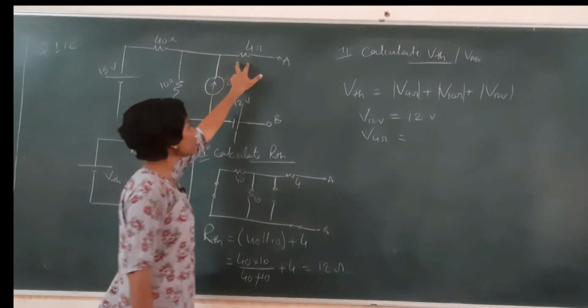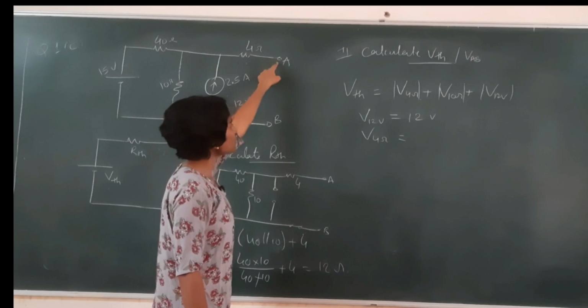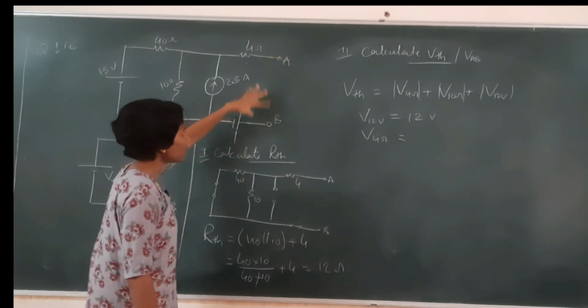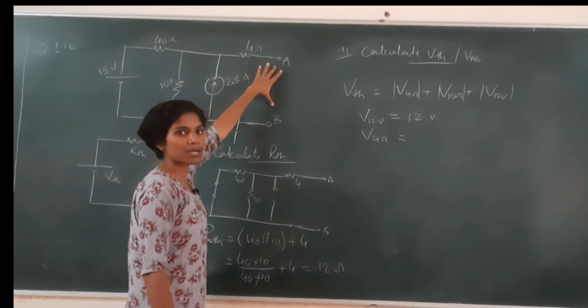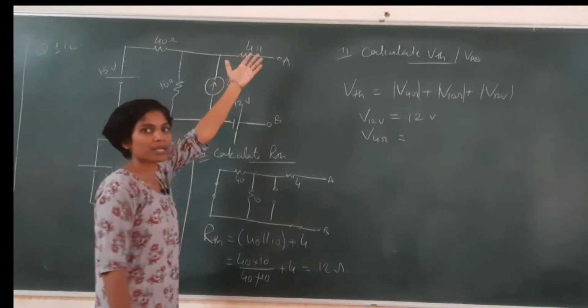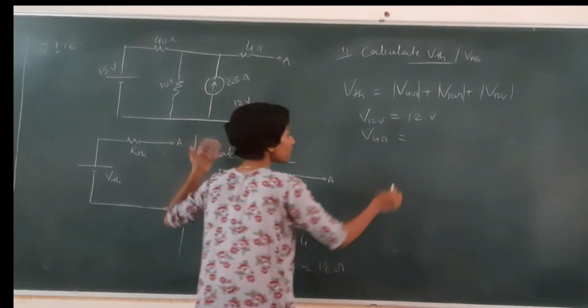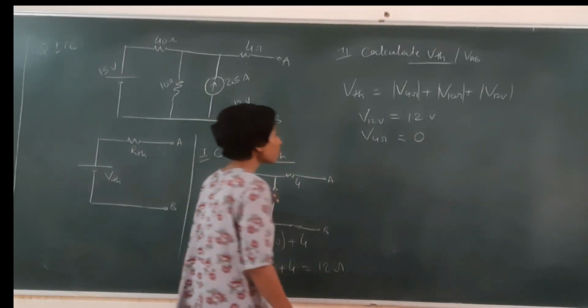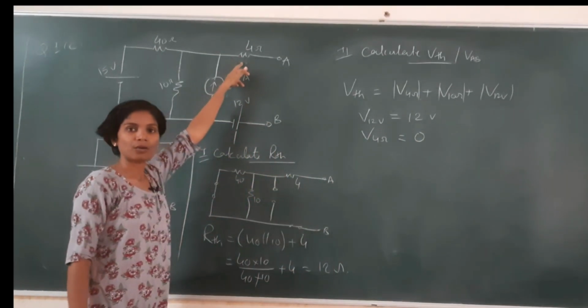If you see here, the terminal A is disconnected, okay? It is not connected with the terminal B. It is open circuited here. That means there is no current through this branch, okay? It is open circuited, so there is no current, that means there is no drop. So the voltage across the 4 ohm resistor is what? 0. Okay, it is simple.